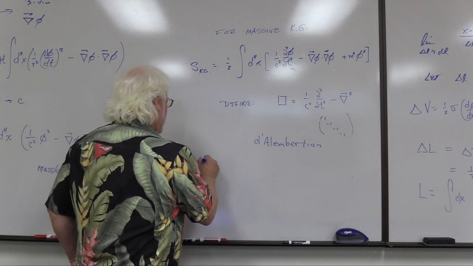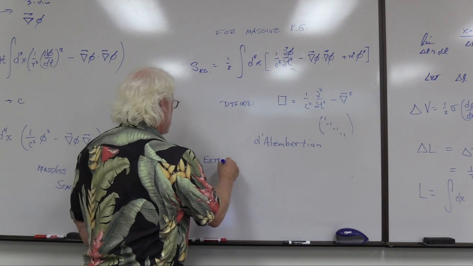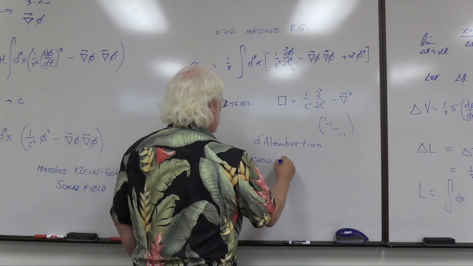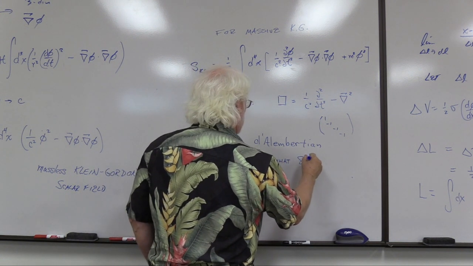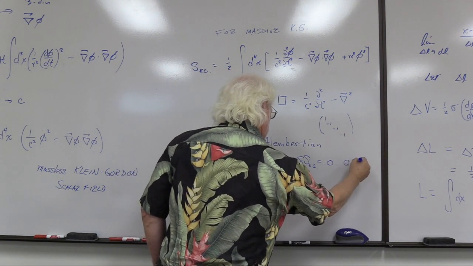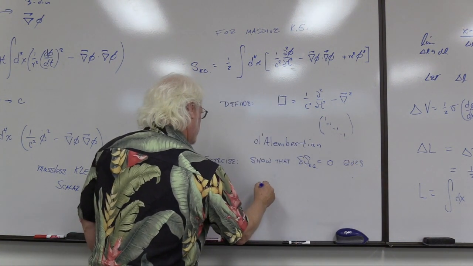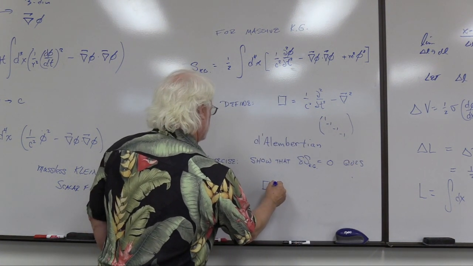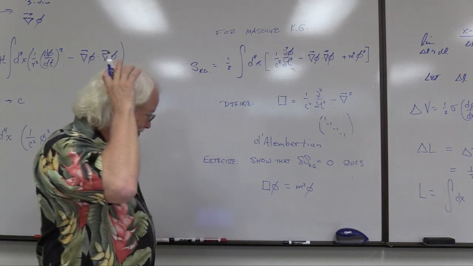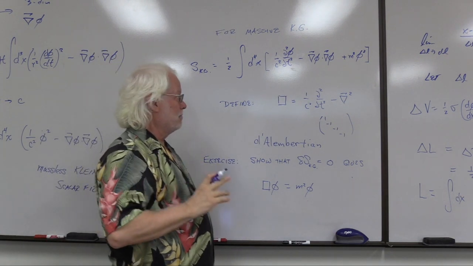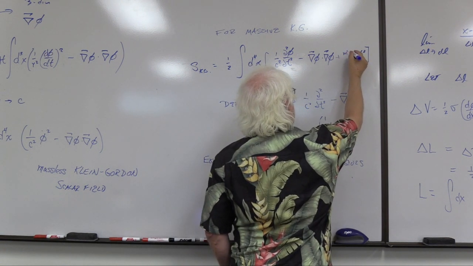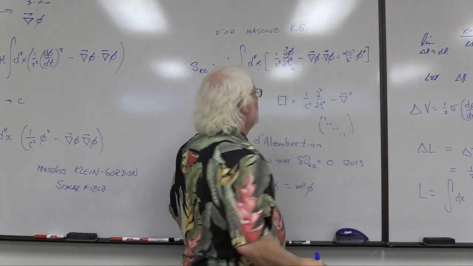And your exercise is to just vary it. Show that del Klein-Gordon action equals 0 gives the Klein-Gordon equation, which is usually written as box phi is m squared phi. Now, that's the simple form. There are actually some units here. If you want to get the right units, we need m squared c squared over Planck's constant squared.